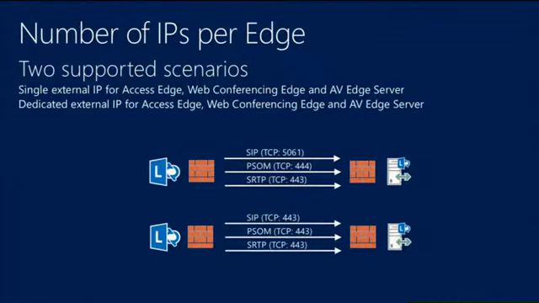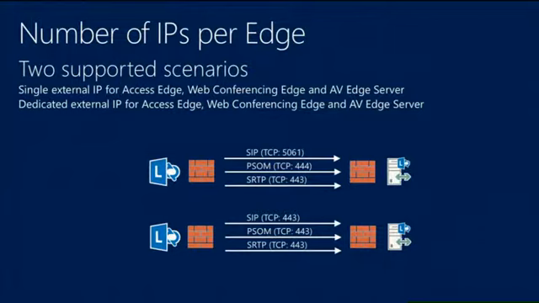Okay, now we go a little bit into the networking domain, how you set up the Lync server. For the Edge server, there are 2 supported scenarios for how you can configure the external interfaces. You can use either one single external IP address per Edge server and use different ports, or, that's what we recommend, you use one IP address for the Access Edge, one for the web conferencing edge, and one for the AV Edge. Again, both are completely supported.